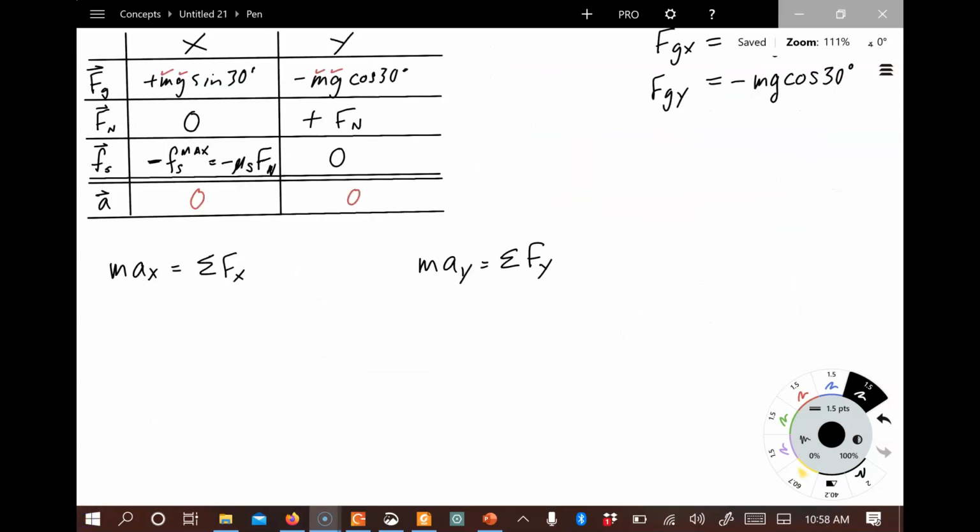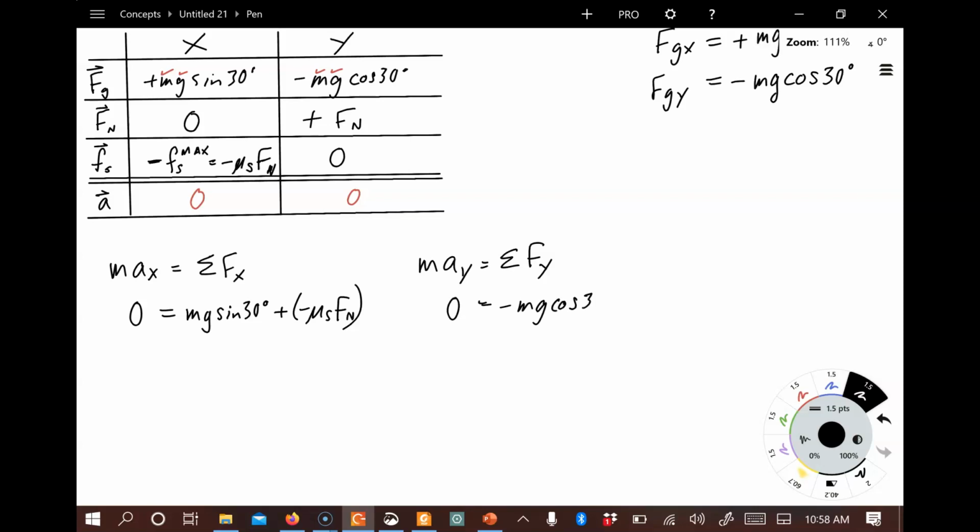All right, so let's go ahead and plug in our numbers here. So for the x column, it looks like a is 0. And when we add up the forces, we're going to get a positive mg sine 30 degrees plus a 0 for the normal x. And then for the static frictional force, it's going to be a negative mu s times Fn. And for the y direction, let's input our data from the table of a 0 for the acceleration. And we're going to add up all the forces. We've got a minus mg cosine 30 degrees, and then we have a positive Fn. And so we've got our two equations.